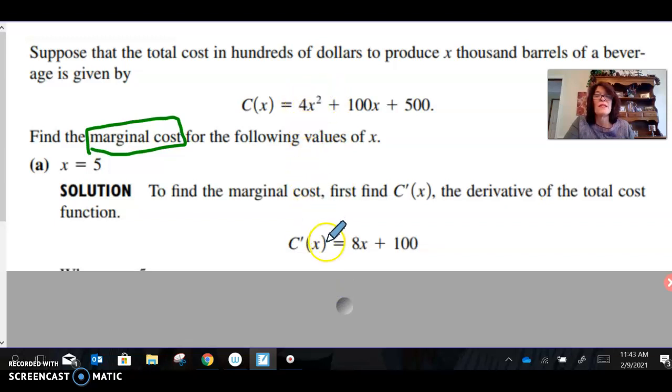2 times 4 is 8x. And this is just plus 100, right? 1 times 100 is 100. 1 minus 1 is 0. X to the 0 is 1. The derivative of 500 is 0. The derivative of a constant is 0. So here's my marginal cost function.